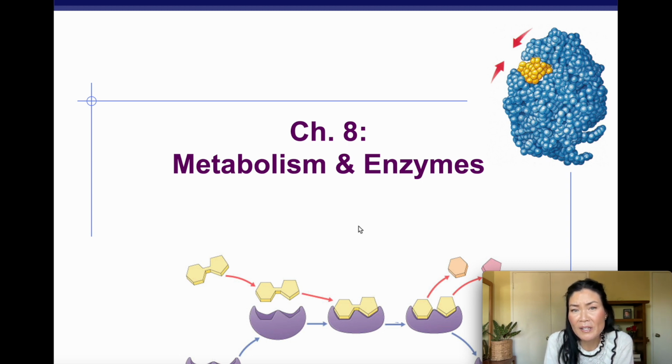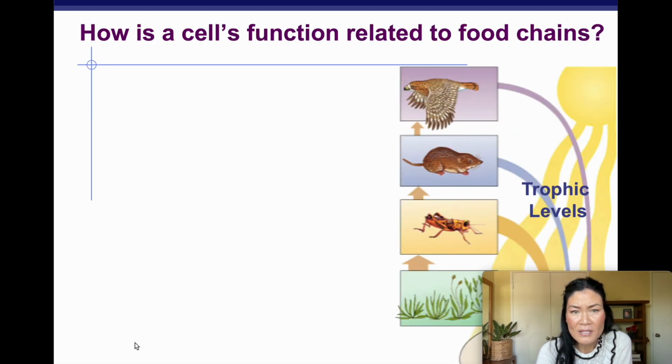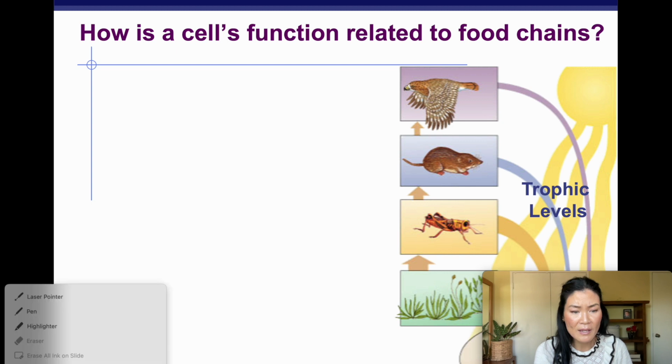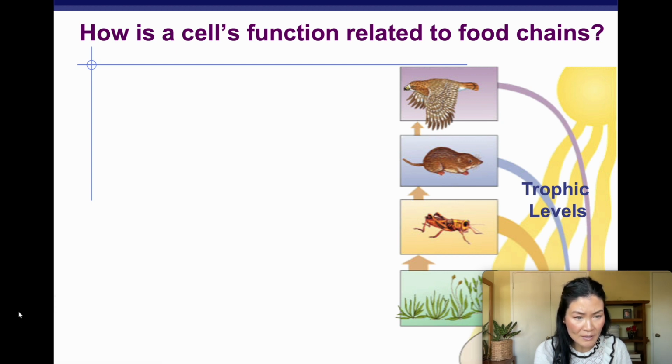Metabolism is basically all of the chemical reactions inside an organism. And when we look at the cellular level, where are some of these chemical reactions happening? And how is the cell's function related to food chains? We're going to be learning all about food chains when we go over ecology, and you probably learned about food chains even in elementary school, where you have different trophic levels, and these trophic levels begin at the bottom with what we call producers.